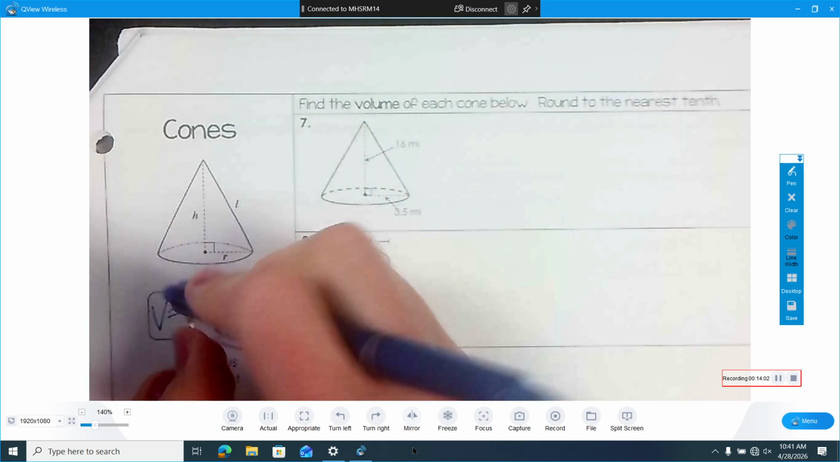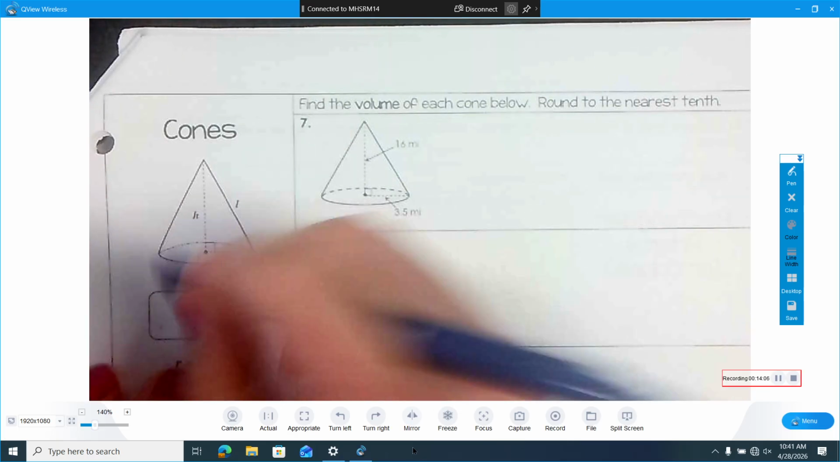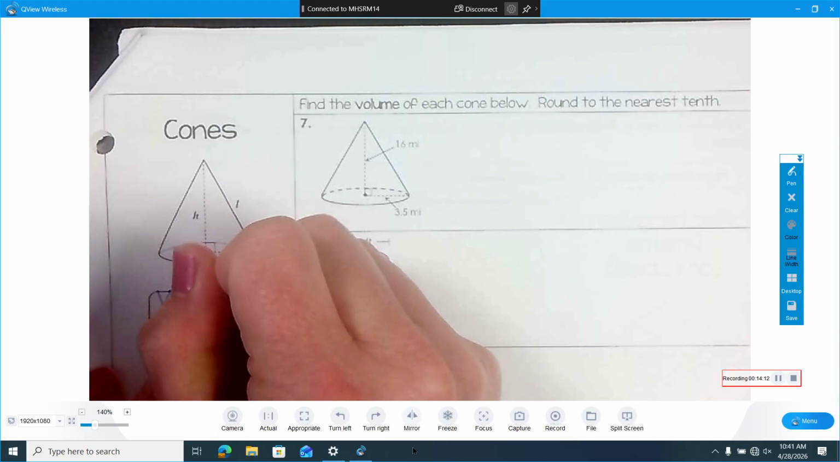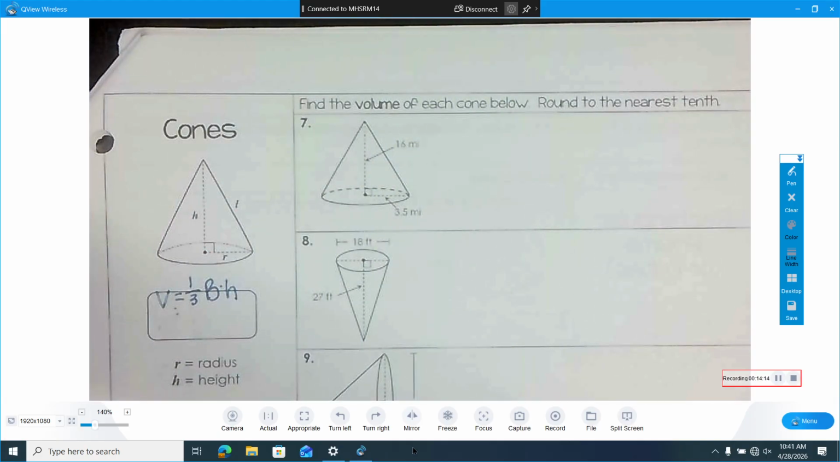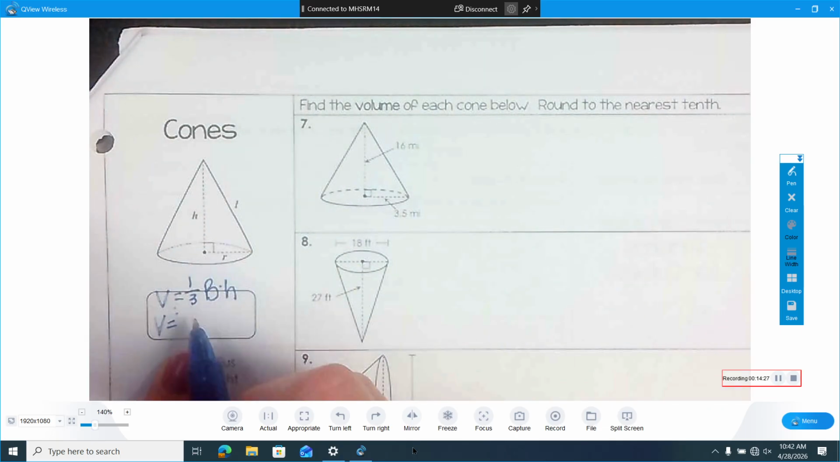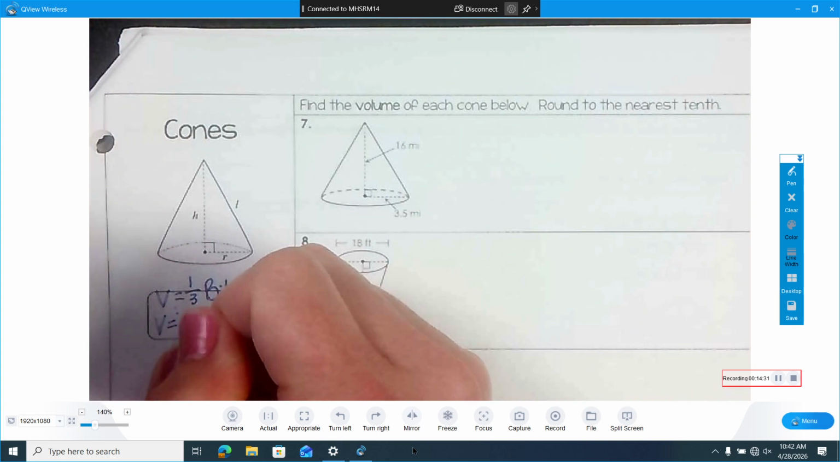Oops, I meant to write 1/3. You know what? I'm going to write it small, because we're going to do 2 here. Volume equals 1/3 the area of the base times the height, just like the pyramid. So I guess anything that comes to a point is just going to be 1/3 of the other thing. So that's kind of cool. But just to make life a little bit easier here, we have the 1/3.